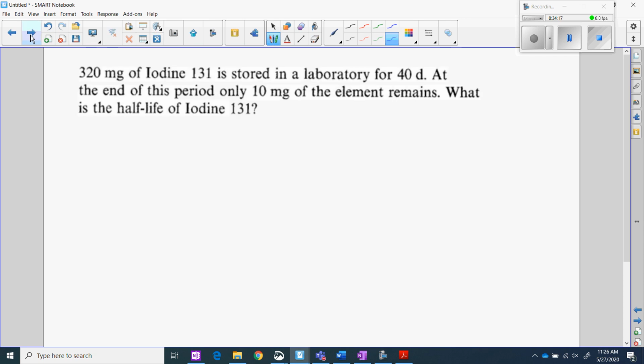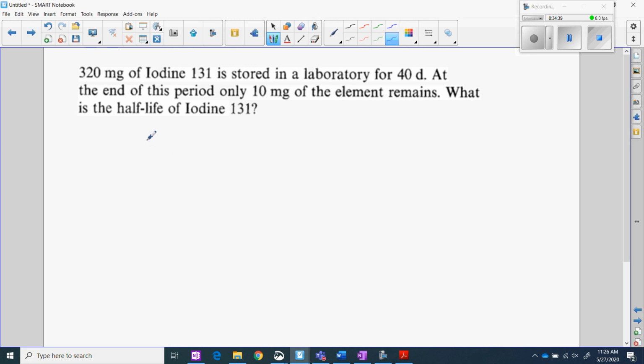I've got 320 milligrams of iodine 131. It's stored in a laboratory for 40 days. At the end of this period, there's only 10 milligrams of the element remaining. What's the half-life of iodine 131? So this is the first one that's got a bit of a twist to it. It doesn't tell us the half-life. We need to figure it out.